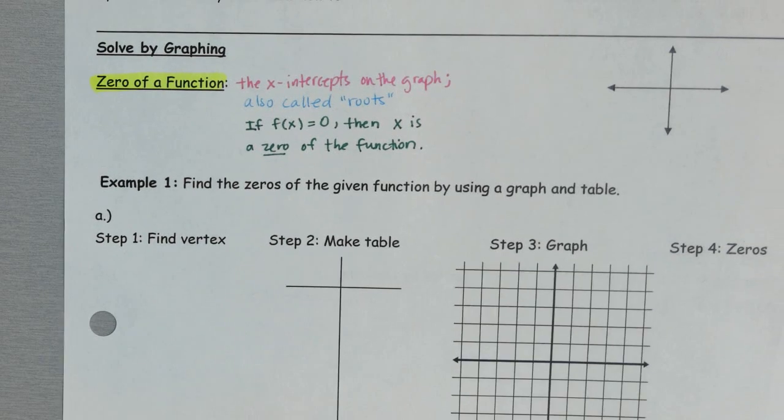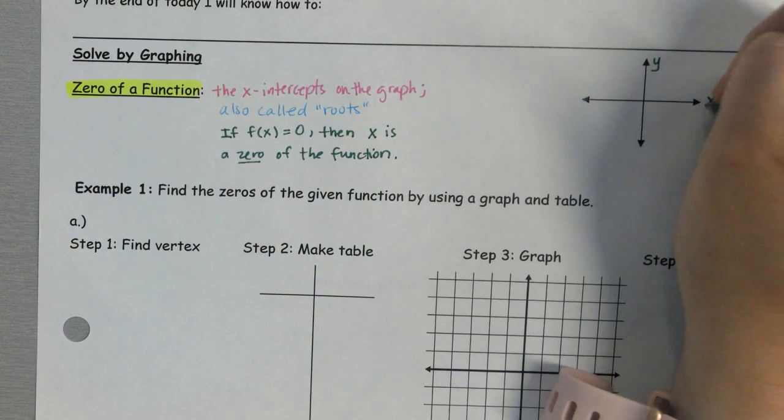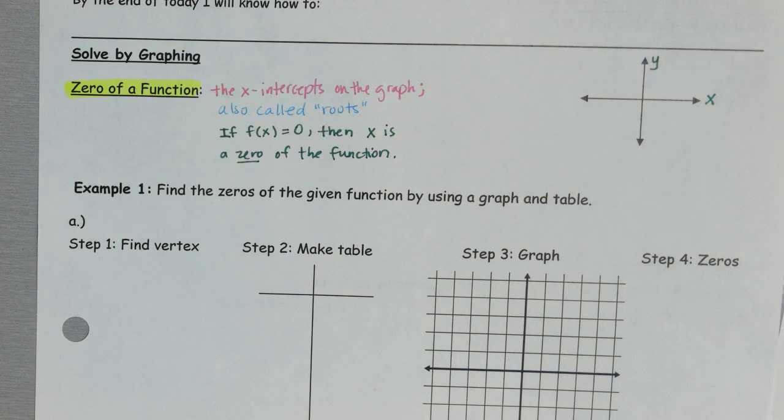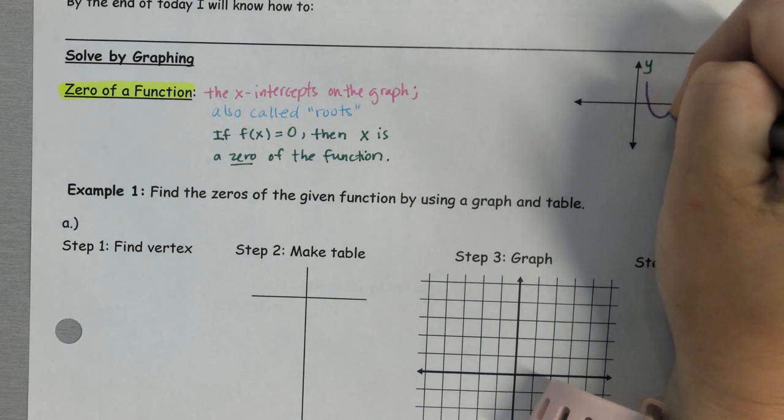So if we are graphing to find the solutions, where are we going to look? Well, the roots are the what? What do we write down? They're the x-intercepts. So where are we going to look? The x-axis, right? Okay, so let's just draw an example.